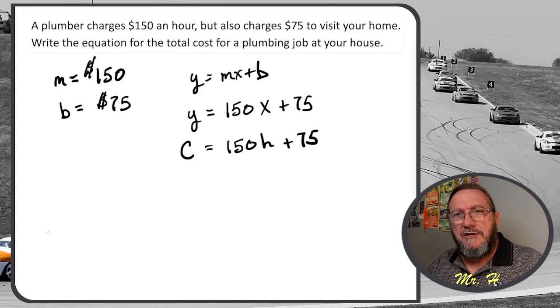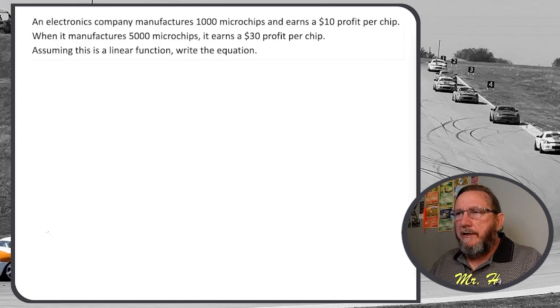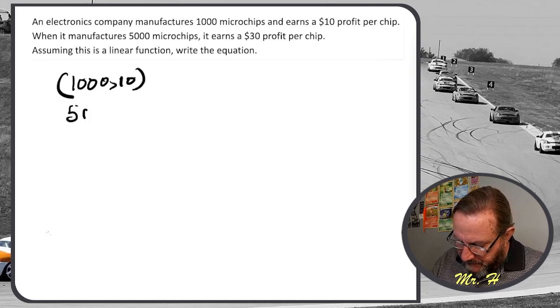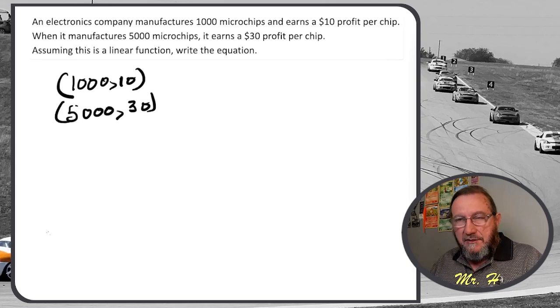Okay, let's take a look at another problem. An electronics company manufactures 1,000 microchips and earns a $10 profit per chip. When it manufactures 5,000 microchips, it earns a $30 profit per chip. Assuming this is a linear function, write the equation. So this question provides 2 points. The points (1,000, 10) and the point (5,000, 30).